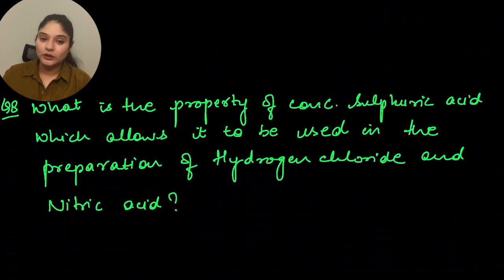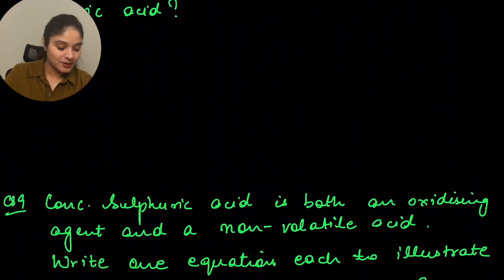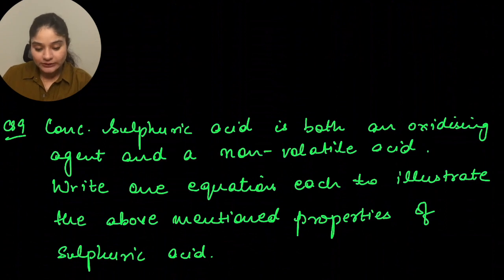What is the property of concentrated sulfuric acid which allows it to be used in the preparation of hydrogen chloride and nitric acid? The answer is the property that is non-volatile nature. Next is: concentrated sulfuric acid is both an oxidizing agent and a non-volatile acid. Write the equation each to illustrate the above-mentioned properties of sulfuric acid.